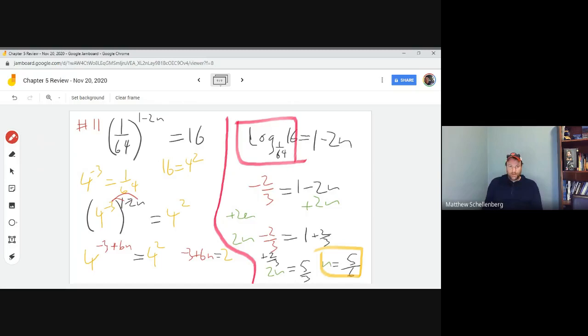And so the bases are the same, and it's an equation, so they're supposed to be equal. So that means that minus 3 plus 6n has to equal 2. And so I will go ahead and add 3 to both sides, and I get 6n equals 5. Divide both sides by 6, n equals 5/6. Hey, that's the same answer as the other one. Wow. So there's two different ways to do it. Choose your path. I'm going to move on.